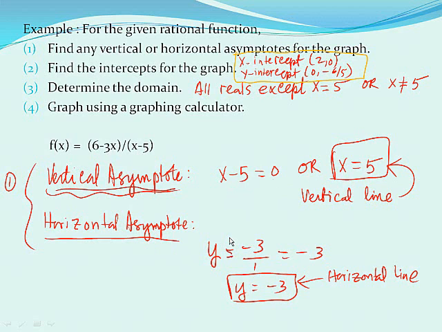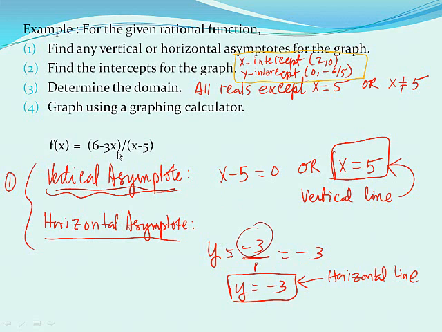So the horizontal asymptote y is equal to the leading coefficient of the numerator, which is negative 3, divided by the leading coefficient of the denominator, which is 1. So the horizontal asymptote is y is equal to negative 3.